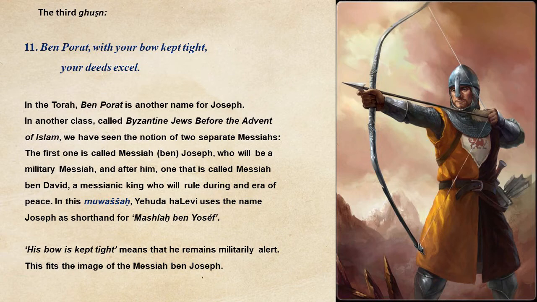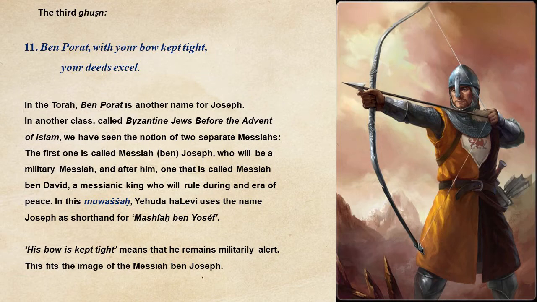So in another class, Byzantine Jews before the advent of Islam, we've seen the notion of two separate messiahs. The first one is called Messiah ben Joseph, who will be a military messiah. And after him, Messiah ben David, a messianic king who will rule during an era of peace. So we have a military messiah and then a messiah of peace. By the way, Saadia Gaon says the military messiah might not have to come. It all depends, but in any case, that's a possible scenario of two messiahs.